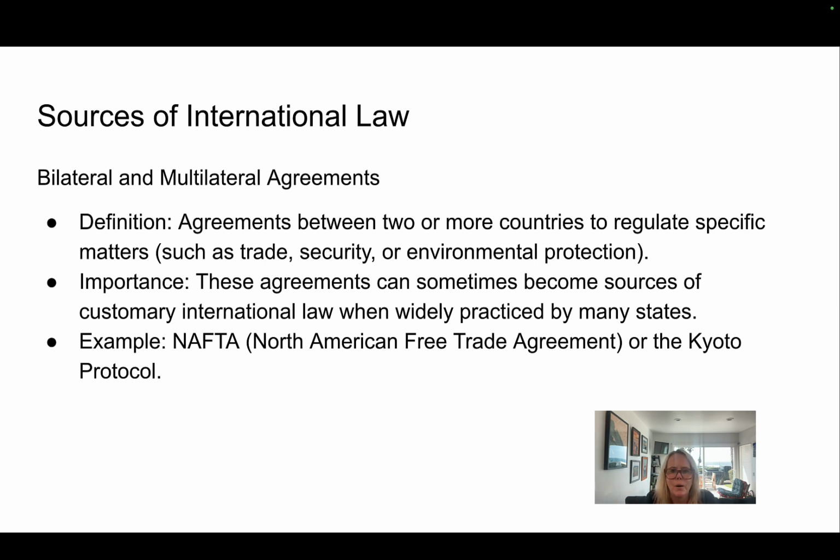Or the Kyoto Protocol, which was designed to influence climate. It was a treaty that was agreed to by President Clinton, but the U.S. never fully adopted it. These agreements can sometimes be sources of customary international law when widely practiced by many states.